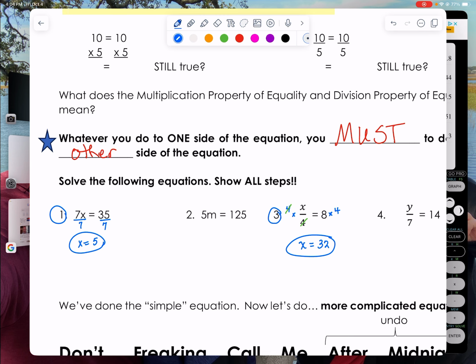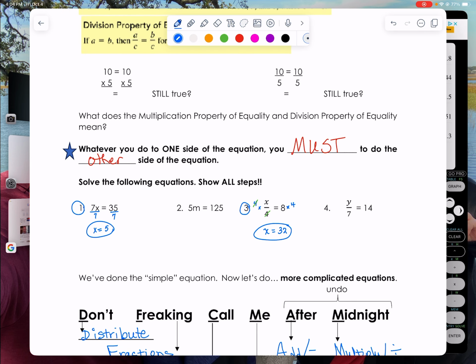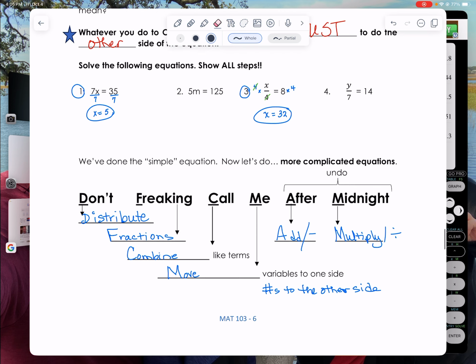Okay, so we have done some simple equations where you either added or subtracted or multiplied and divided and got the answer. So we are going to do much more complicated equations. So this is how you remember how to do this.